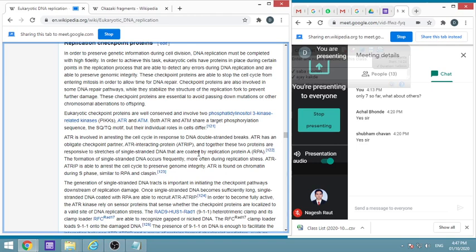These proteins are also involved in the DNA repair pathways. They stabilize the structure of the replication fork to prevent further damage. We have seen that it was halted because of less energy and some other reasons. So again, these checkpoint proteins will give the signals, and they will see that it has been started again. They are essential to avoid passing down mutations or other chromosomal aberrations to offspring. Aberration means any abnormalities, any changes which are not normal. So these checkpoint proteins are essential for this.